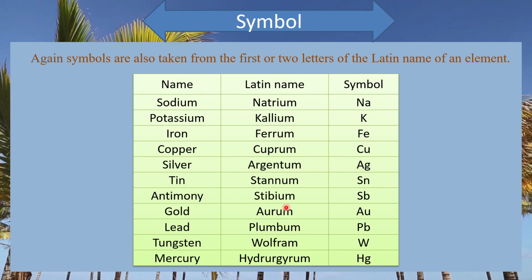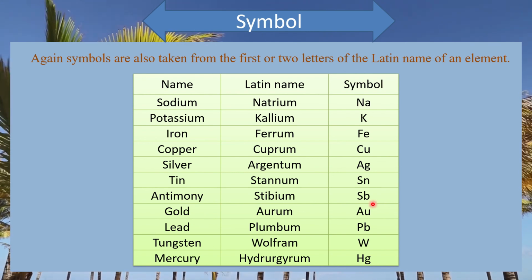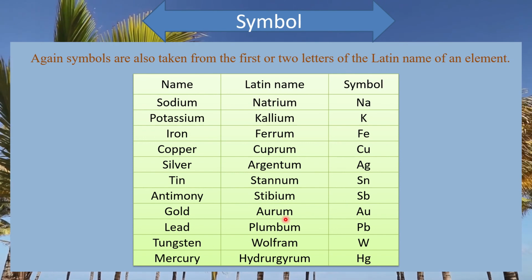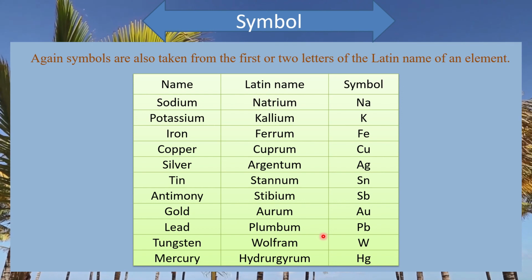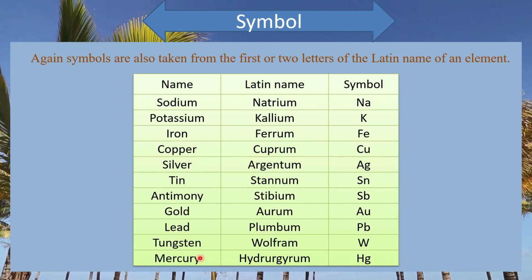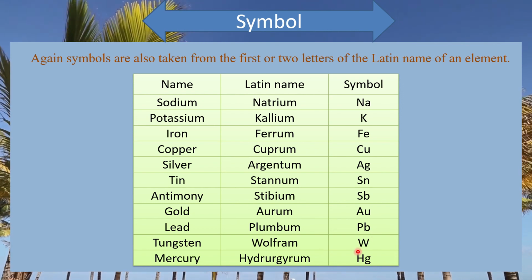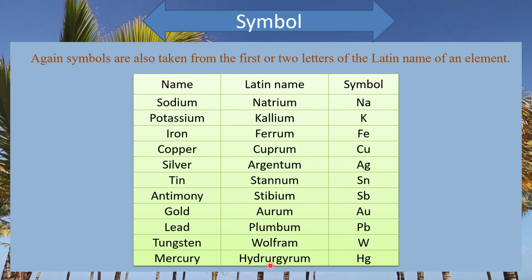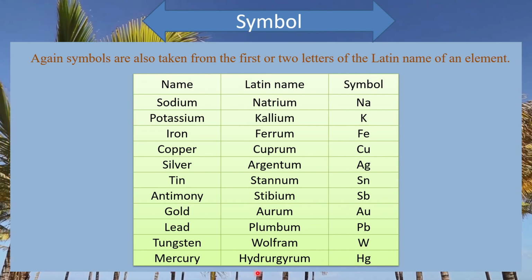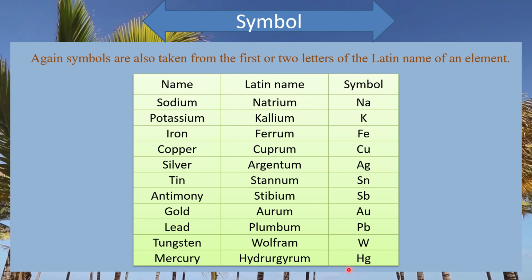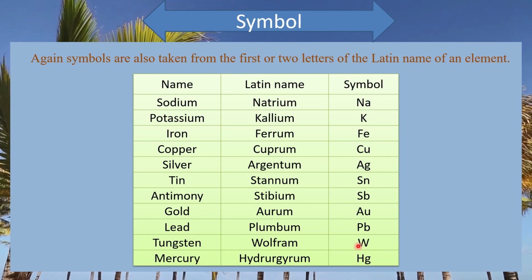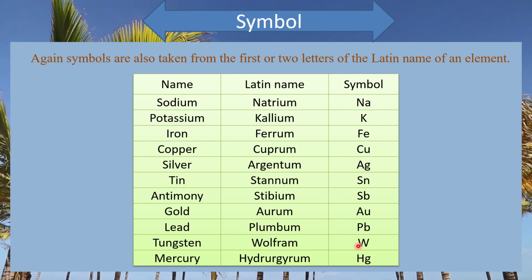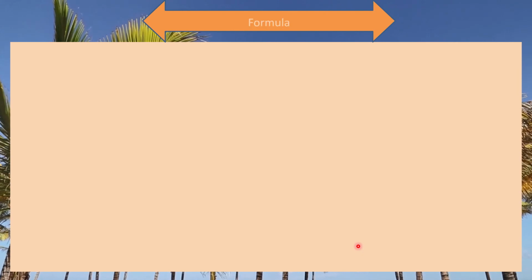Antimony, Latin name stibium and its symbol is Sb. Gold, Latin name aurum, symbol is Au. Lead, its Latin name plumbum and symbol is Pb. Tungsten, its Latin name wolfram and symbol is W. Mercury, Latin name hydrargyrum and its symbol is Hg. So all these symbols you have to memorize, and I think most of you know the symbols of most of the elements.